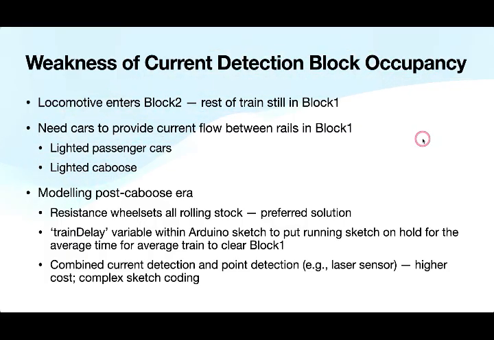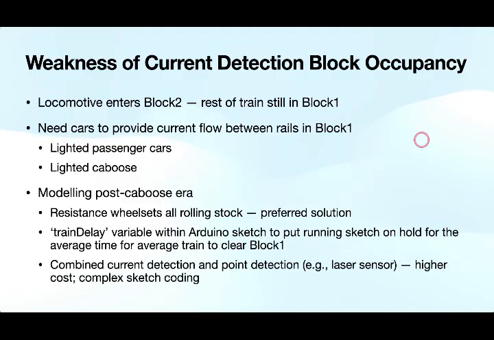Poor man's approach to that would be the train delay variable within an Arduino sketch. So you figure out the average time to clear a block, and you adjust the beginning of the sketch in the declaration section. A little bit of a problem with that is that if you've got, let's say, a long block, you've got a long train that's going to take longer than the average time, then the block is still occupied when the signals go green.